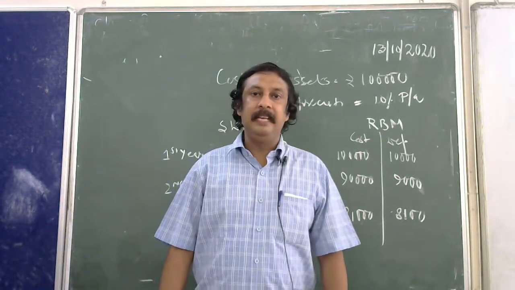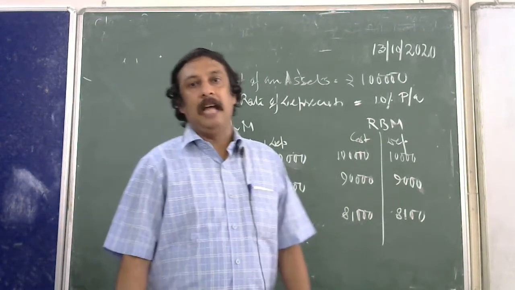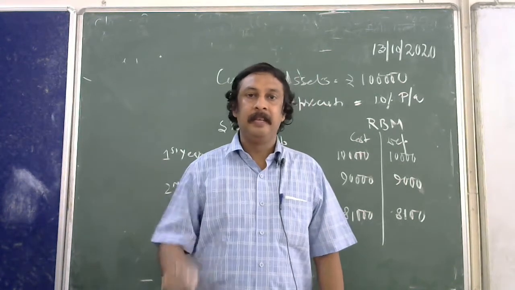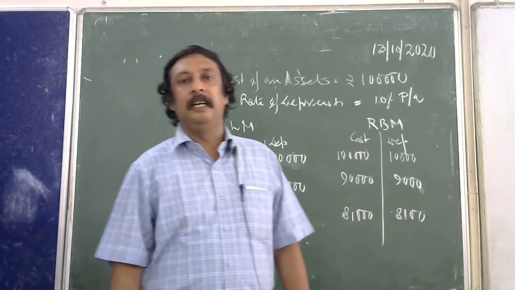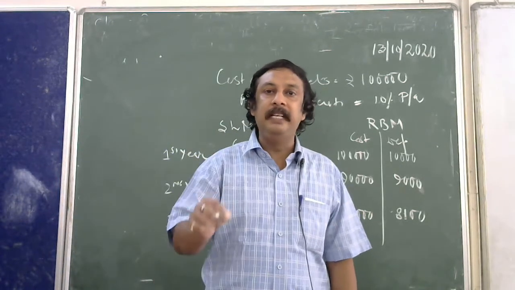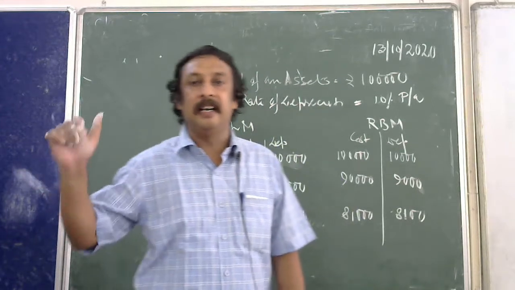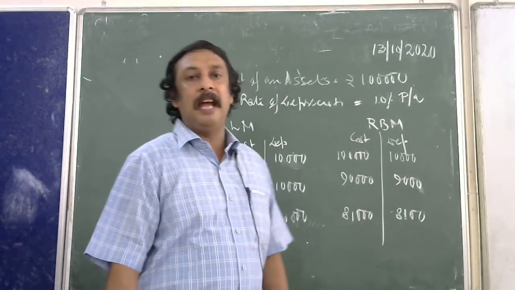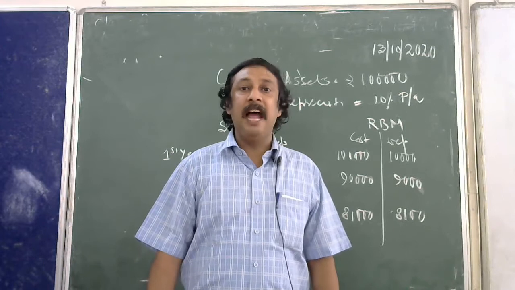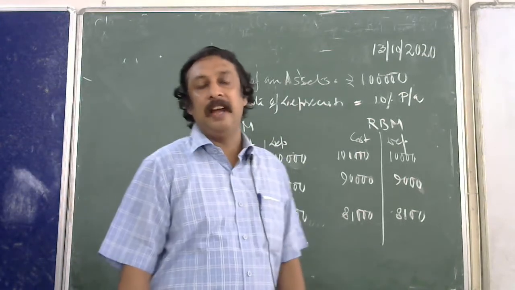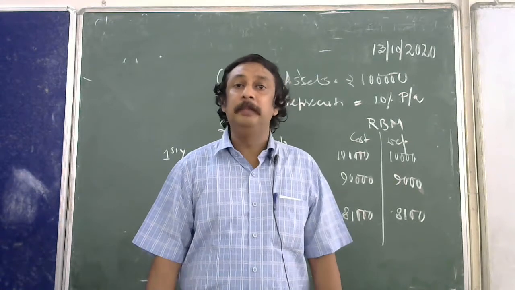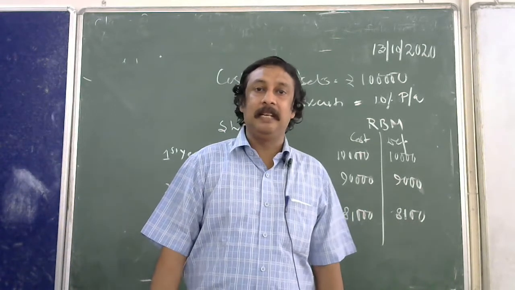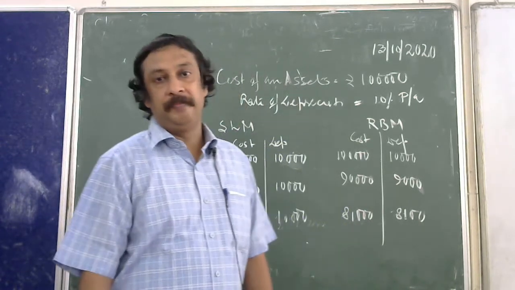Second difference, in the straight line method, the amount of depreciation remains the same or uniform every year. In the reducing balance method, the amount of depreciation diminishes every year. Third point is very important. In the straight line method, the balance of the assets value may become zero. But in the reducing balance method, the balance of the asset will not become zero.